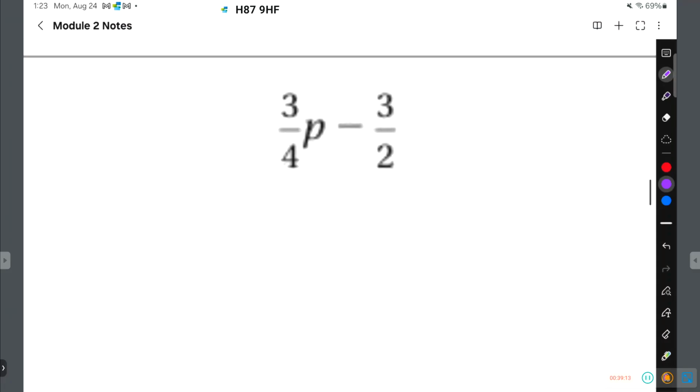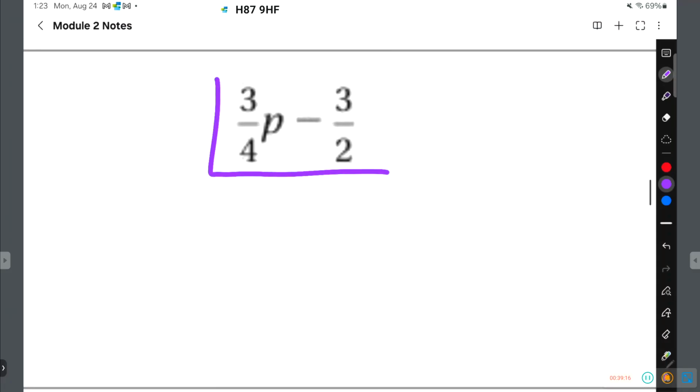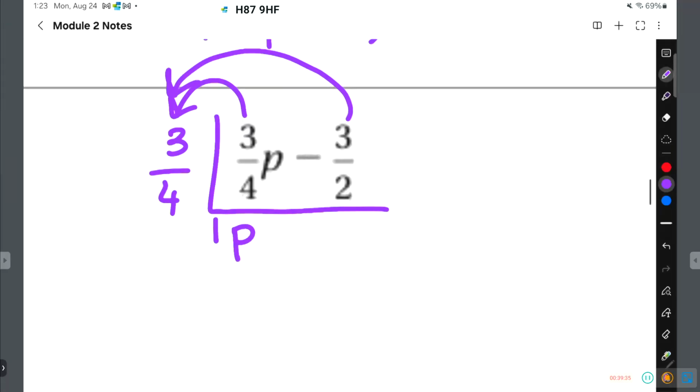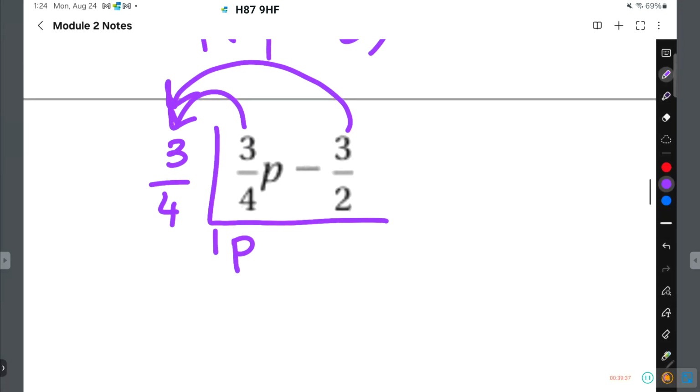So if that's the case, what should we try to factor out here? 3/4, right? Let's try factoring out 3/4. Well, what is 3/4 divided by 3/4? 1. Anything divided by itself is 1. This one I would have to use my calculator. What is 3/2 divided by 3/4? 2. We have a 1 and a 2. That means we are done.